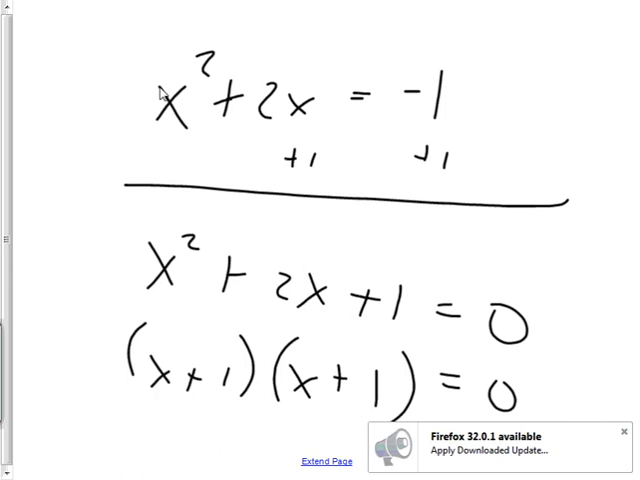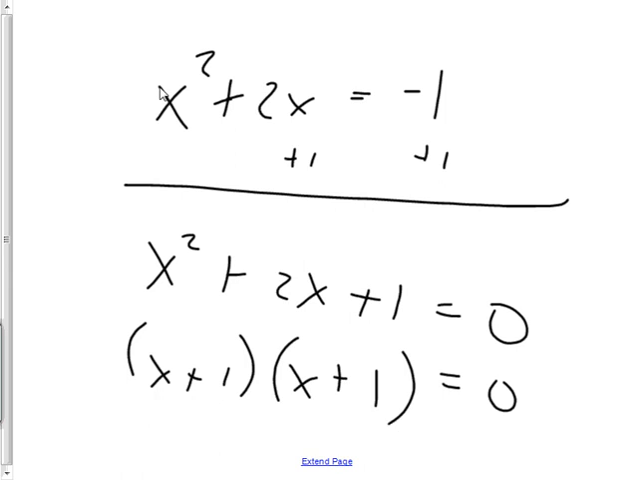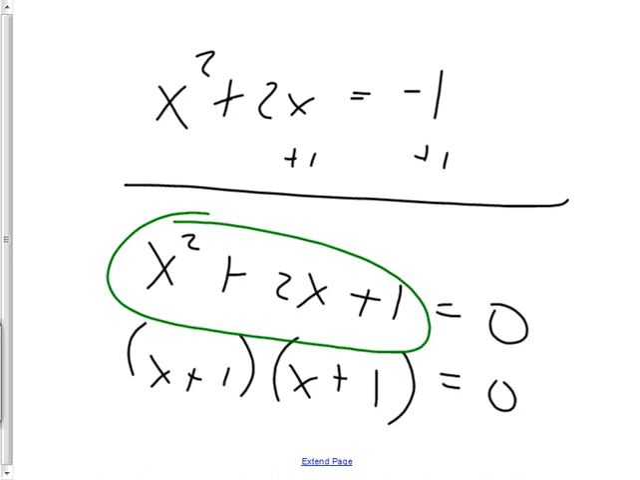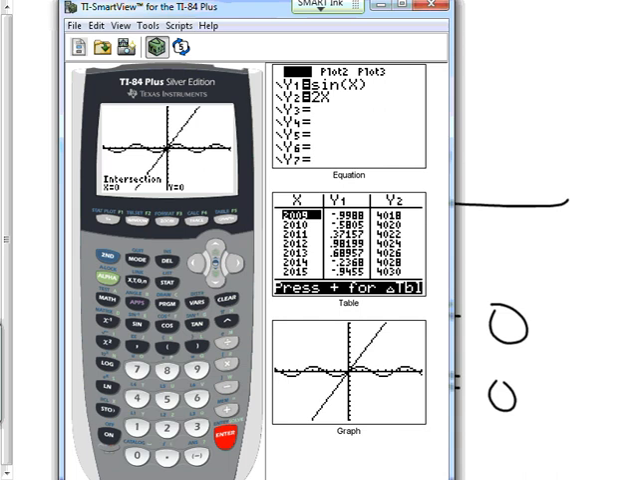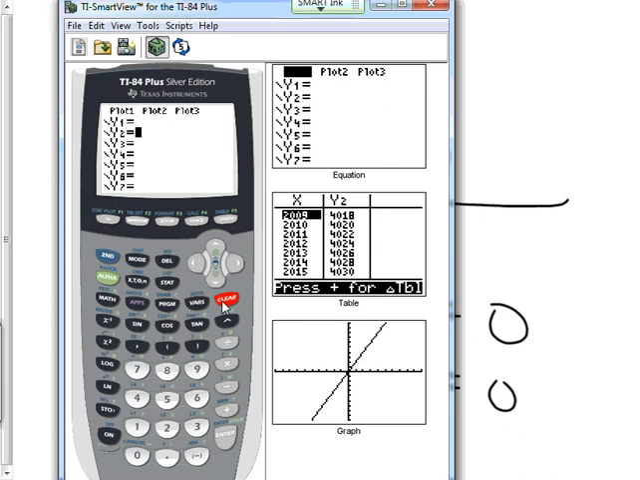One more thing. I could graph this thing a different way. If I graph this, it's going to be a parabola. Let's do that. Let's graph x squared plus 2x plus 1. Grab your calculator. x squared plus 2x plus 1. Clearing out these last couple that I did.